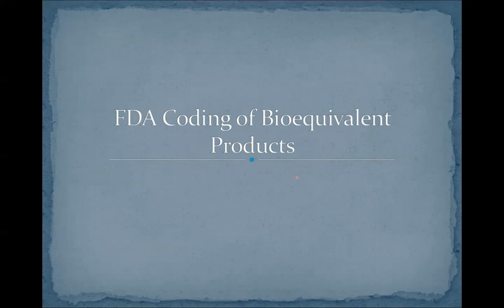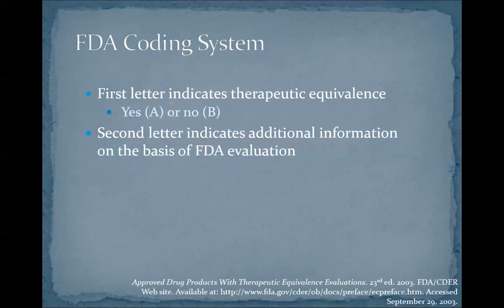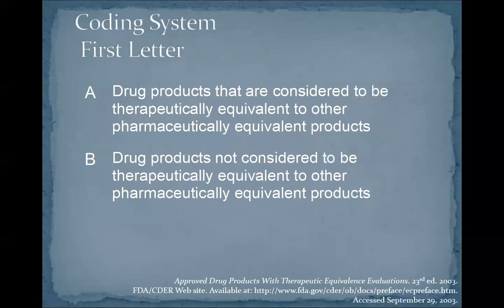Now, once we have the drug that is available, how do we code them? The first letter of this coding system is A or B, which I told you just prior, when I was talking about the recap. A is when this particular drug is substitutable. B is when it is not substitutable. And then after this, we have a second letter as per the FDA coding system, which indicates additional information on the basis of FDA evaluation. So let us consider what this second letter would indicate.